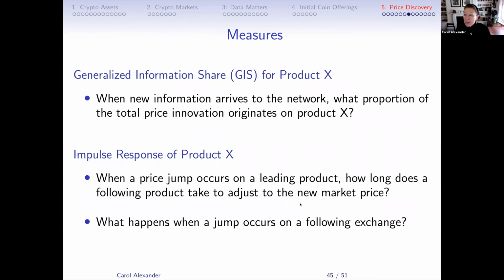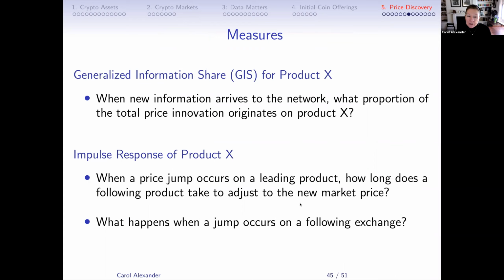Okay, so what sort of measures did we use for price discovery? Well, the standard measure is called an information share. It's a bit like an analysis of variance, and I'll go through the mathematics of it in a minute. How much of the new variation came from which source?